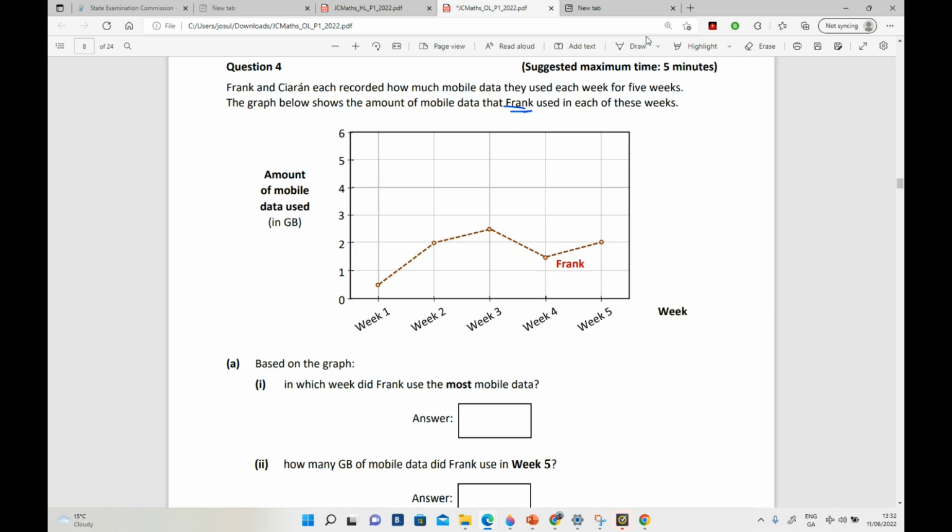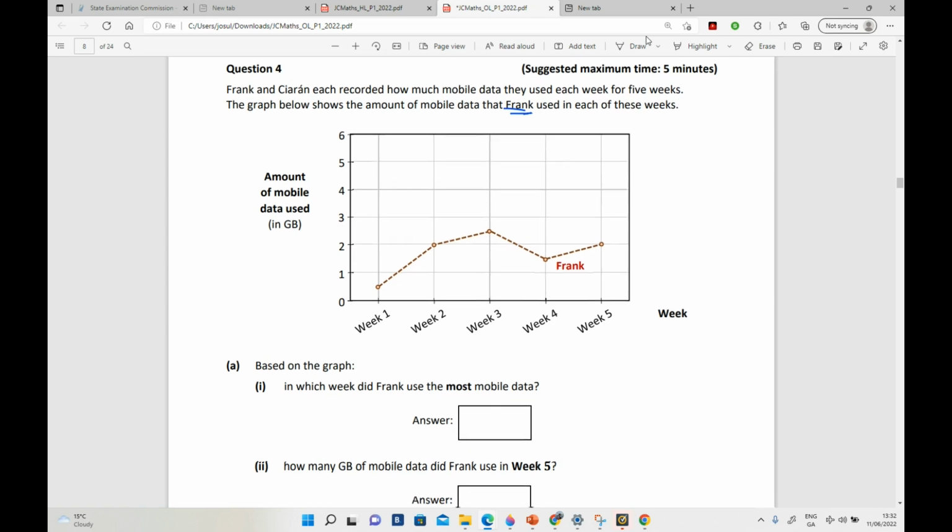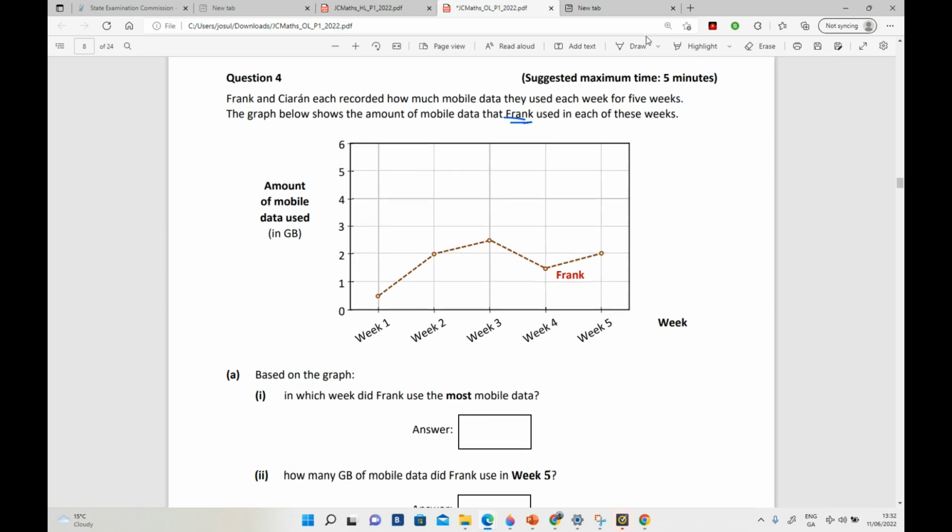So you can see here in week 1, obviously there's no week. So week 1, so you can see the peak here, data volume. So data volume is on the right hand side. So this is 2.5 gigabytes. So the answer here is week 3 was the week that he used the most. Okay, that figure there. So that's the first part.